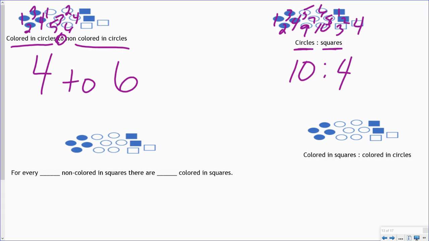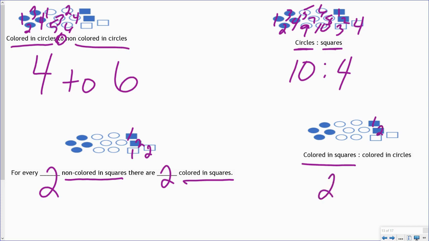Down here in this statement, it says for every blank non-colored in squares, there are blank colored in squares. So first of all, I'm going to look at my non-colored in squares, which would be 1, 2. And my colored in squares would be 1, 2. So it says then for every 2 non-colored in squares, there are 2 colored in squares. So let's take a look at this last one here. I have colored in squares, which would give me 1, 2, and they're using a colon. And then it says colored in circles. So I have 1, 2, 3, 4. And so my ratio is 2 to 4, or 2 colored in squares to 4 colored in circles.